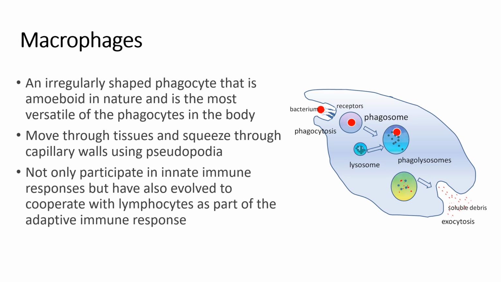They not only participate in the innate immune response, but they also have evolved to cooperate with lymphocytes that are part of the adaptive immune response, the B and T cells. They help, they bring things to them.